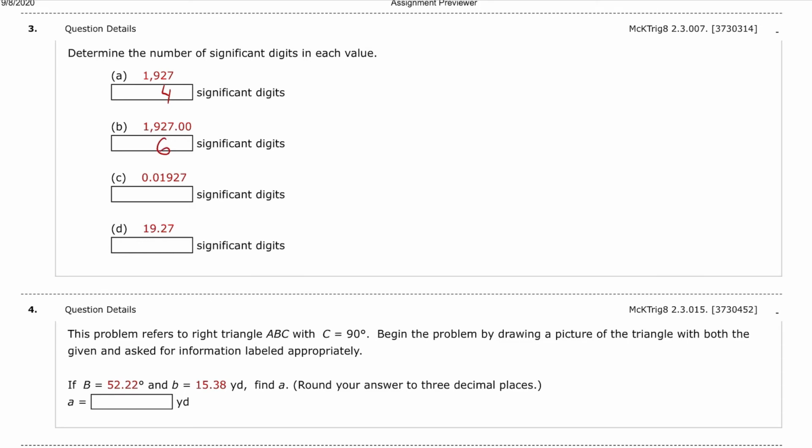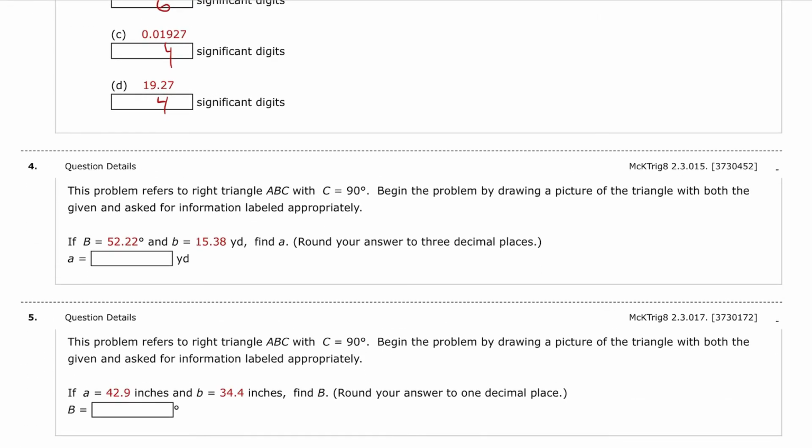For the next one, we start with the first non-zero digit, which is 1, and start counting to the right. So 1, 2, 3, 4. The next one is 1, 2, 3, 4. Because of the decimal, we count those. Well, we count the non-zeros anyways. So that's 4.